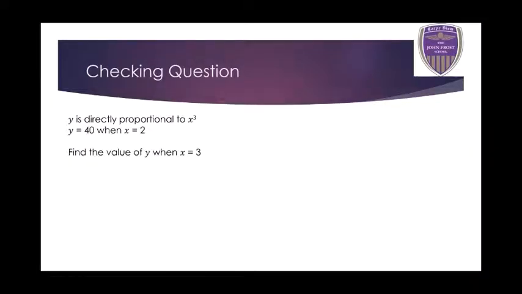So y is directly proportional to x cubed. Y equals 40 when x is equal to 2. You need to find the value of y when x is equal to 3. Okay, so pause the video and have a go at this question. Best of luck.